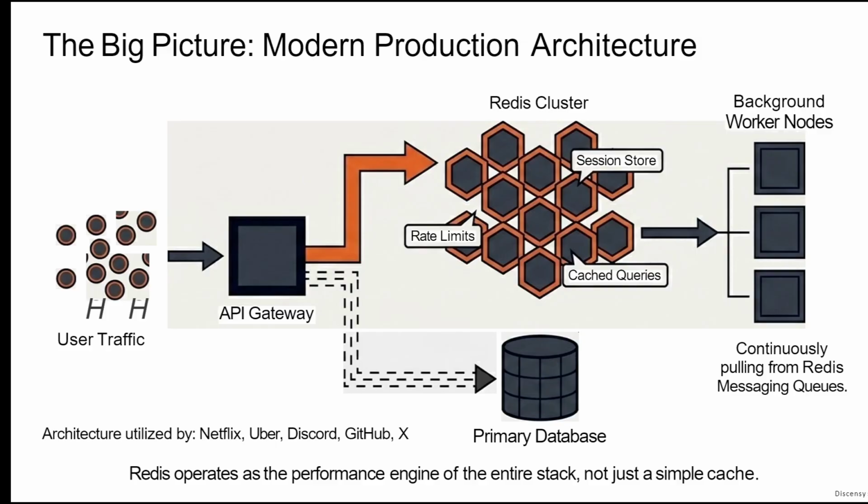Now, let's try to understand where this architecture is mainly applied in the real world. We can name Netflix, Uber, Discord, GitHub, and X, that is Twitter, where this is applied. So Redis operates as the performance engine of the entire stack, not just as a simple cache. Let's move ahead.